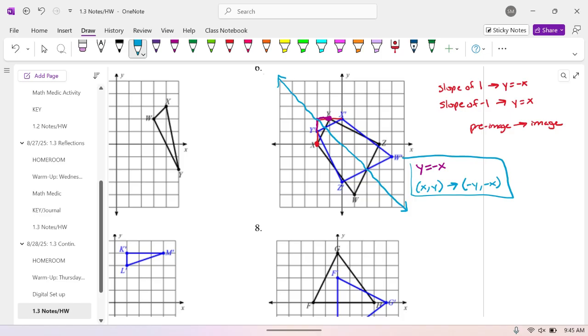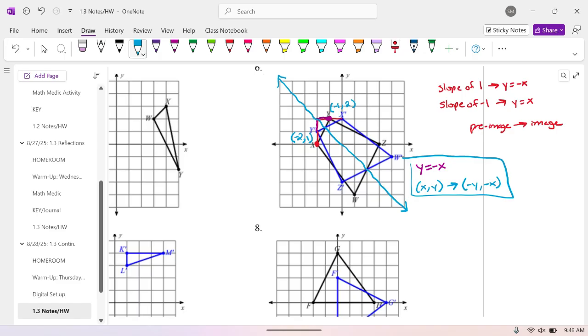Okay. So another way you could have done this is if you looked at the points. So for example, the y's. Point y is at the point -1, 2, whereas y is at the point -2, 1. All right. They switched places and then they became the opposite signs. So it has to be y equals negative x because that's the only rule that fits that case. Okay.